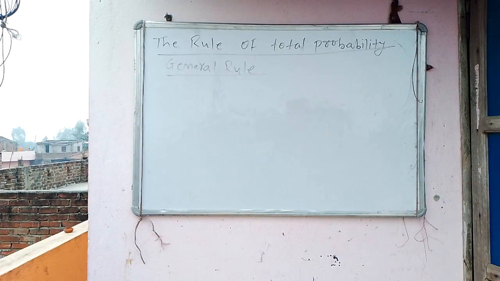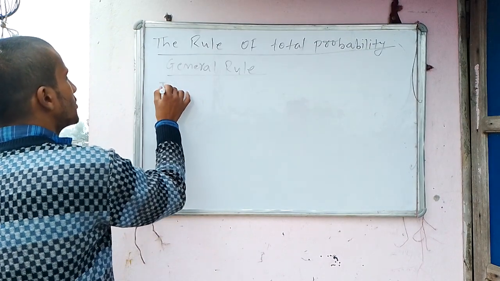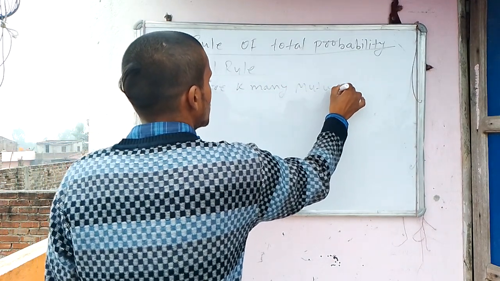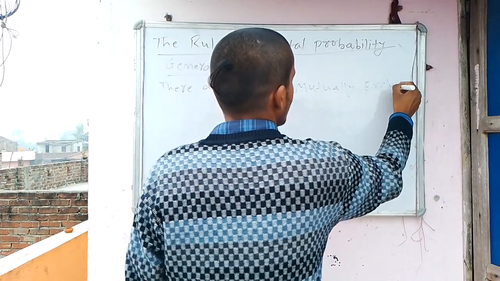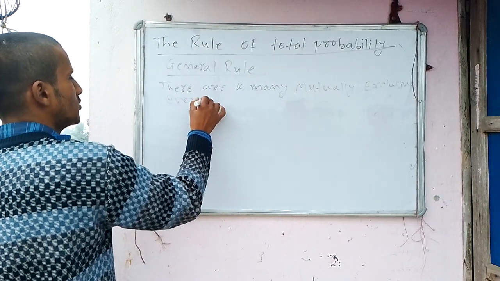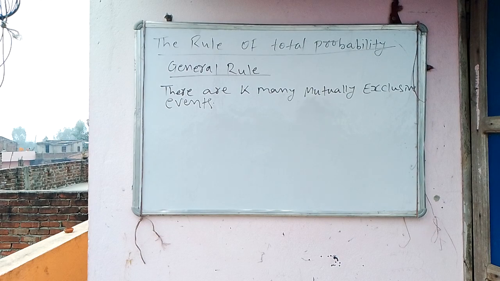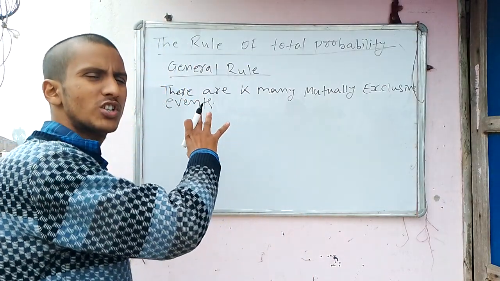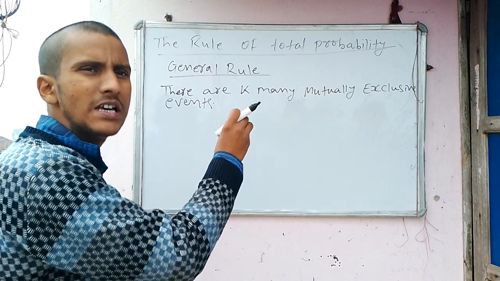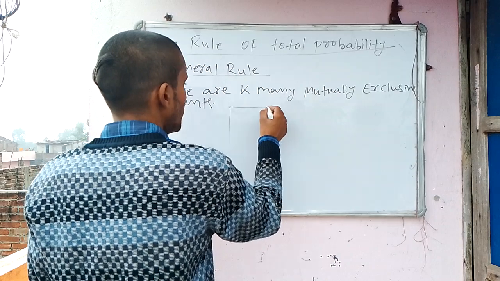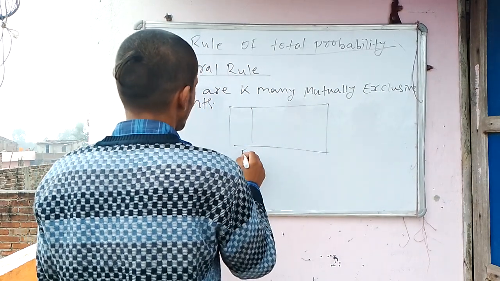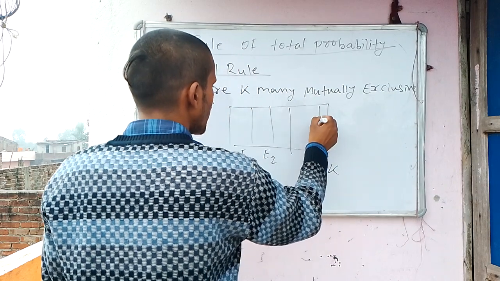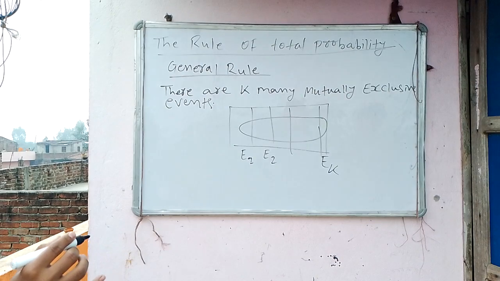If you want to generalize it, let's say there are k many mutually exclusive events, and there is B which lies in all of those k events. Some portion of B lies in all of them. In terms of a Venn diagram, let's say E1, E2, till EK, and B lies in all of them.